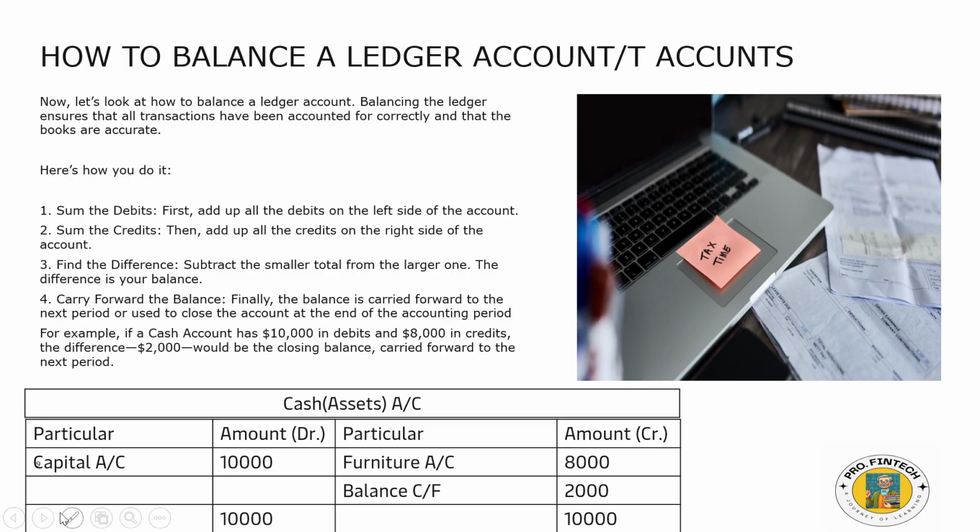So here is the example. You can see the table, cash account, debit, cash account, right? So debit has $10,000 from capital and credit has the furniture account $8,000. The higher one is the debit, $10,000, so we will take $10,000. Here as well we will take $10,000 as a total, and the difference between $10,000 and $8,000 will be $2,000. This will be the balance carried forward. So the balance is carried forward to the next financial year, or it will be the closing balance.